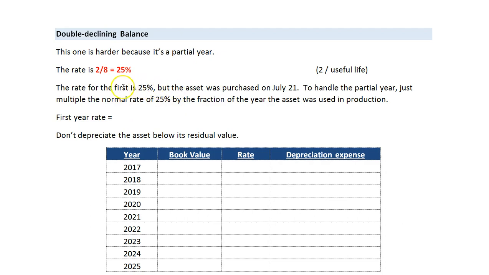Okay. So the first year though we have a problem. That's 25% for a full year. That's a full year's rate. And we're still using 25% as our rate. We're just also going to adjust it for the fraction of a year.